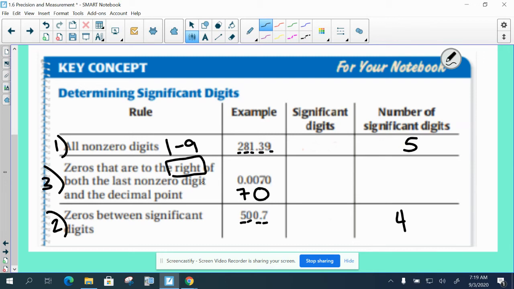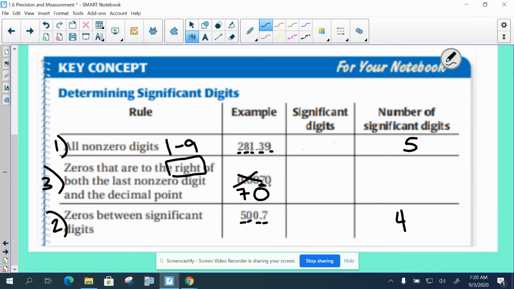It says to the right. So if you're starting with 7 as being definitely a significant digit, then any zeros to the left do not get counted. These zeros don't count as significant. This is just saying that these zeros don't really tell us anything about the measurement. They're just placeholders for the 7.